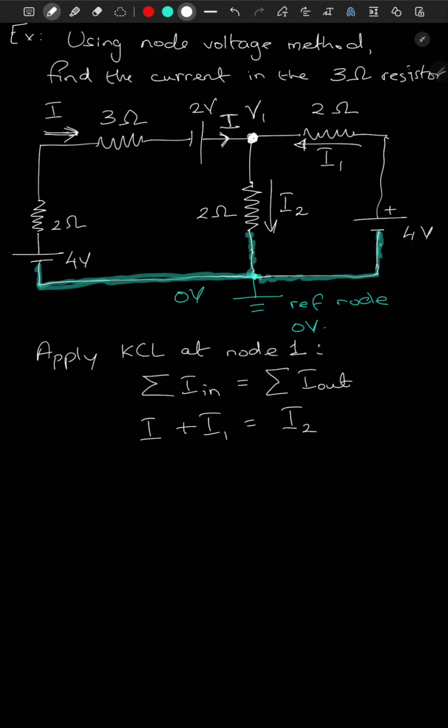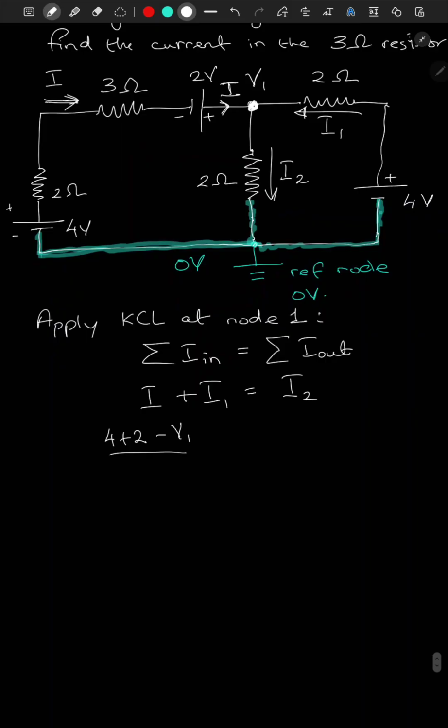So the sources are added because this is negative, this is positive, this is negative and positive. It is in the same direction. And therefore, the voltage would be 4 plus 2 minus the lower potential, which is at V1, divided by the resistance. So I is flowing in 2 ohm and in 3 ohm. The total is a series, which is 2 plus 3, 5 ohm.